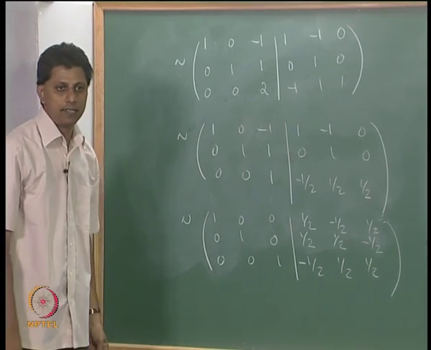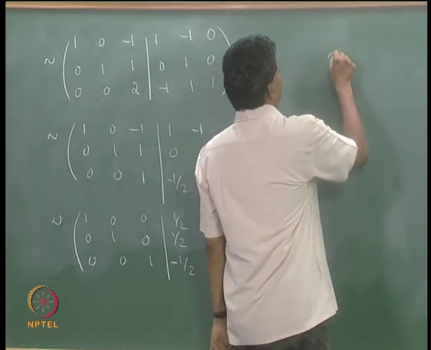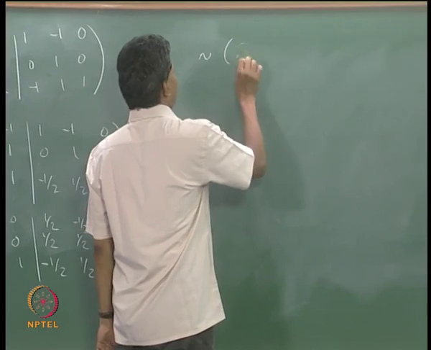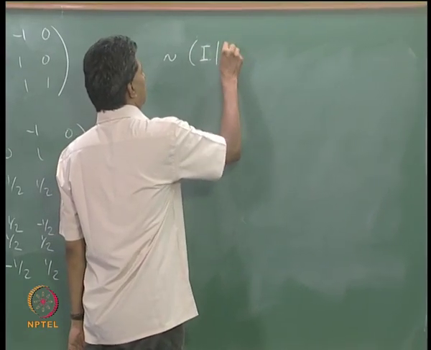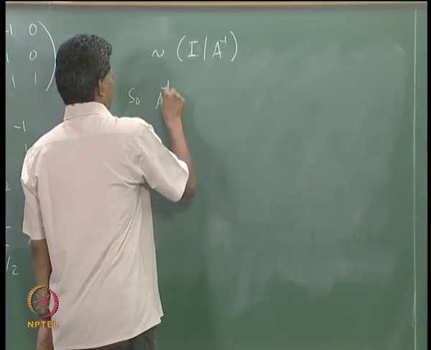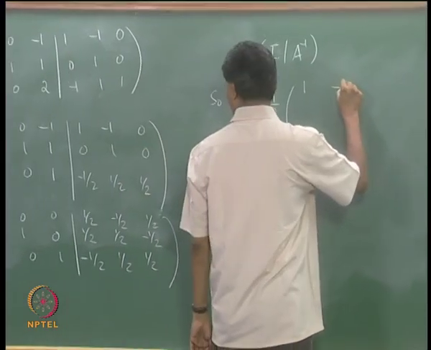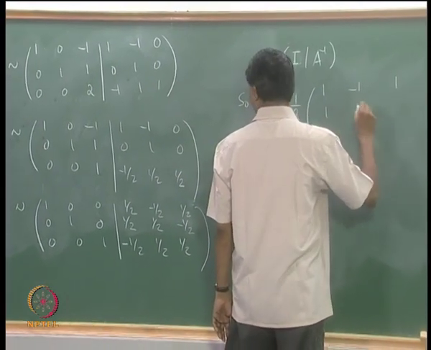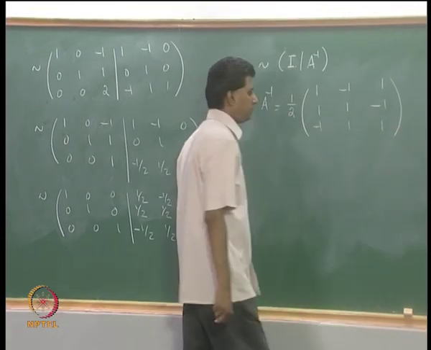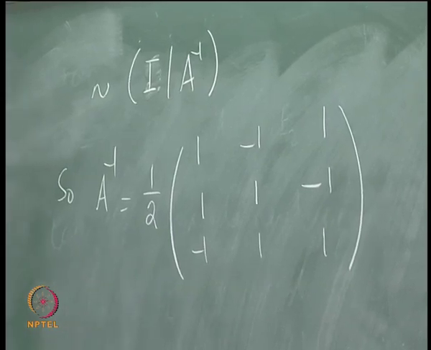Okay, so I see that at the last step I get identity. Sorry, this is identity, and so I know that the second part must be A inverse. So A inverse, I take 1 by 2 outside, 1 minus 1, 1, 1, 1 minus 1, minus 1, 1, 1. This is the inverse of A.